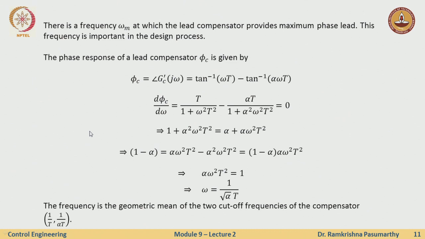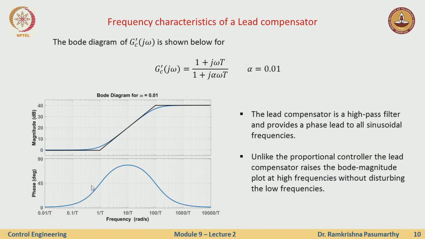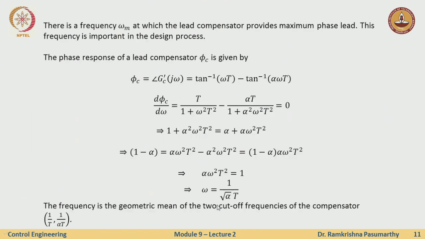Okay. Now, if you see how this plot goes, there is a point where the phase attains a maximum value and then it again goes back close to 0. Now, there is a frequency at which this compensator provides the maximum phase lead, right, and this frequency is what we will use in the design process.